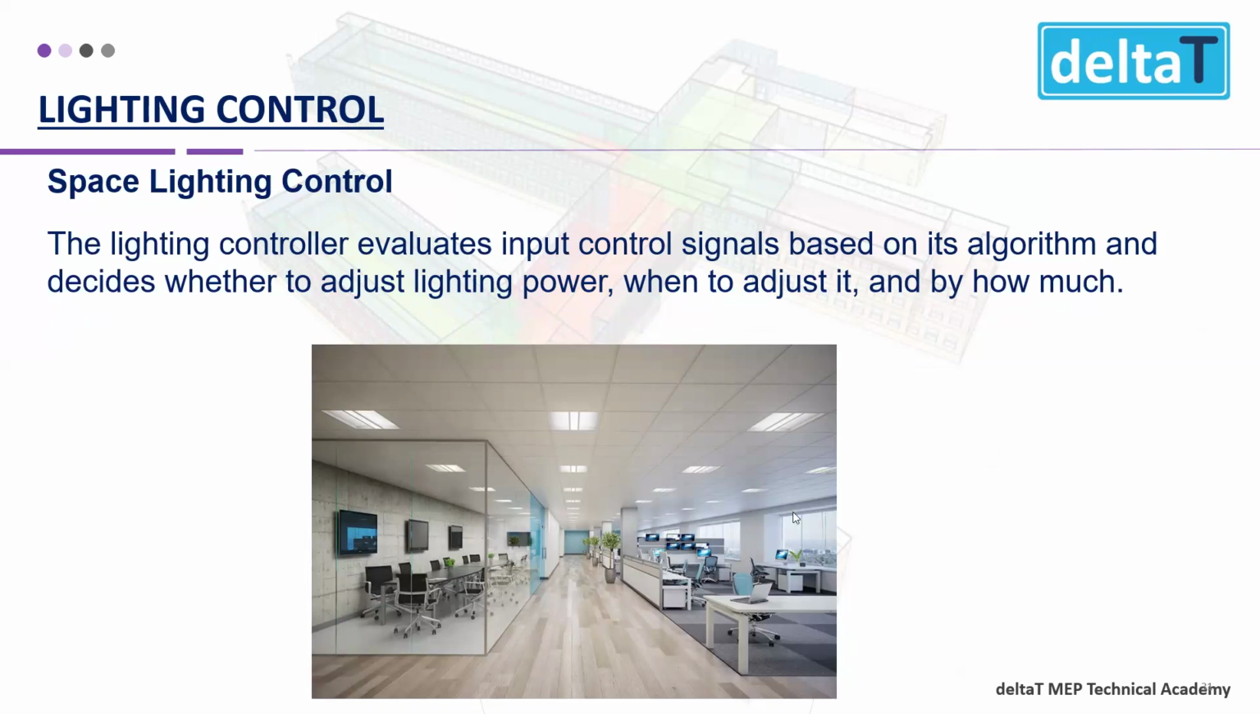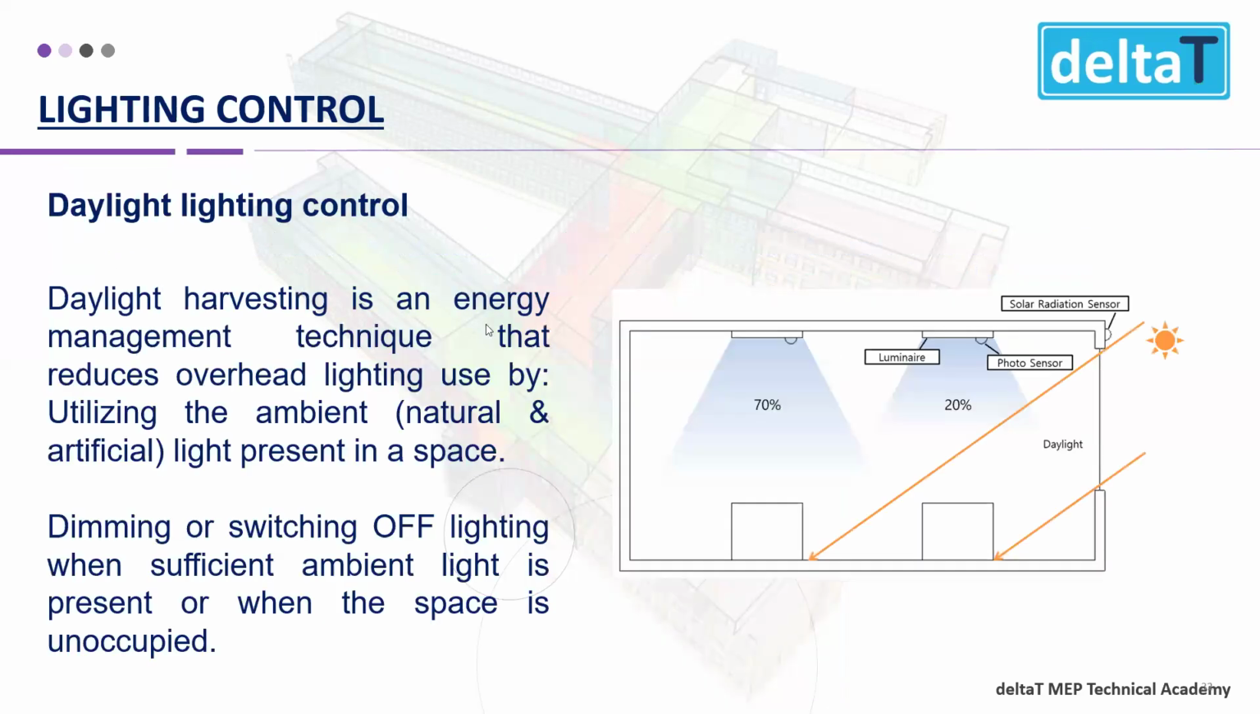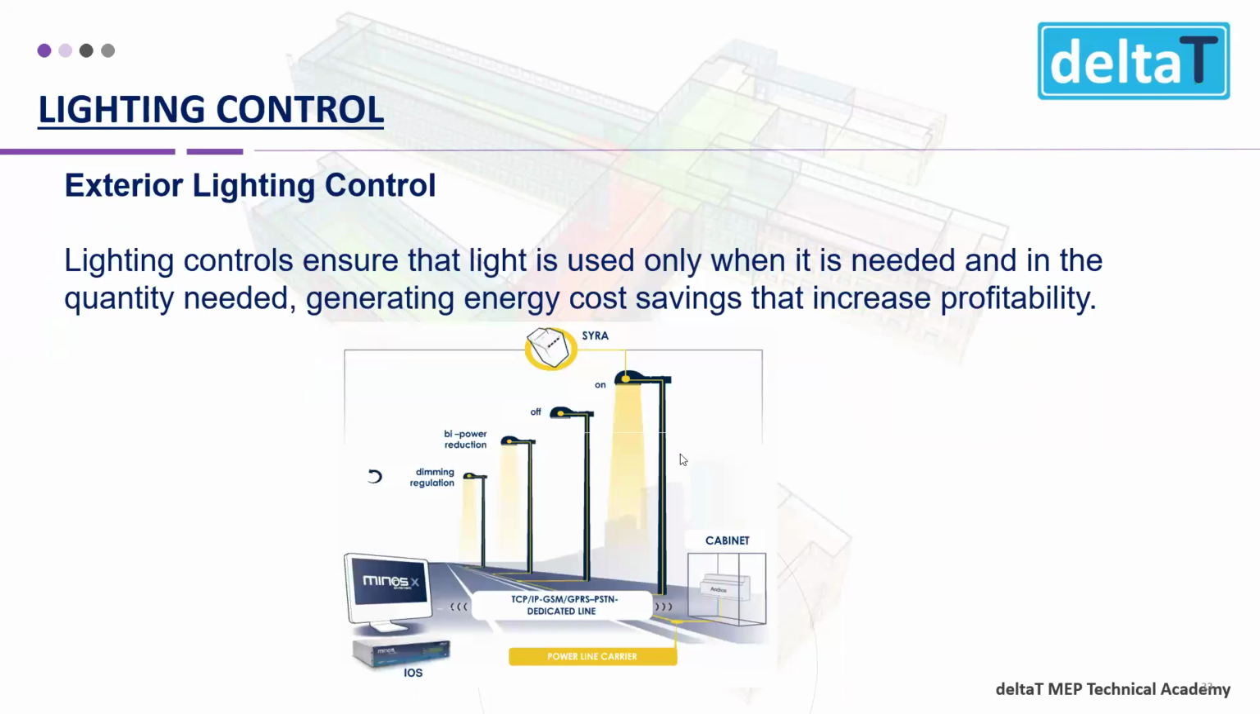So imagine outside daylight is there. In that case, this light will switch off, or it will change its lux, or I can say brightness, based on the outside. So this is about space lighting control. Then we have another one, daylighting control. Imagine complete light is coming, then you can see 20%, 70%. Exterior lighting control is also about reducing the power consumption, saving power by using solar panels.